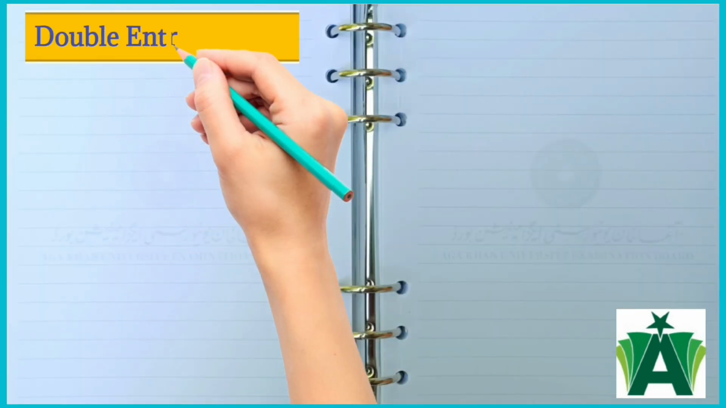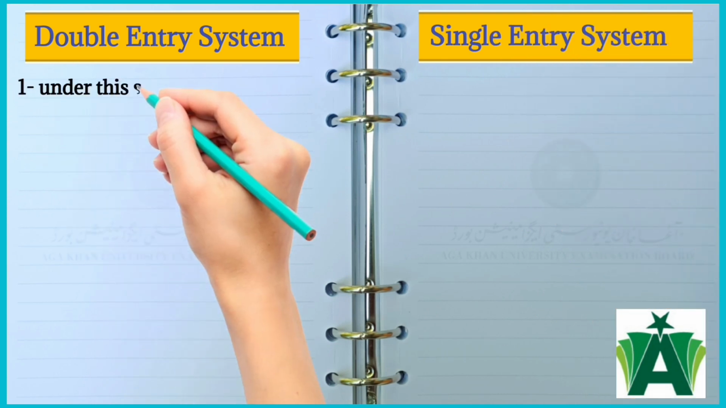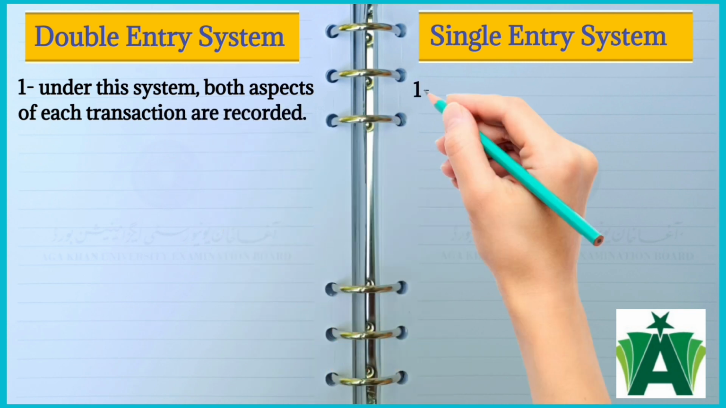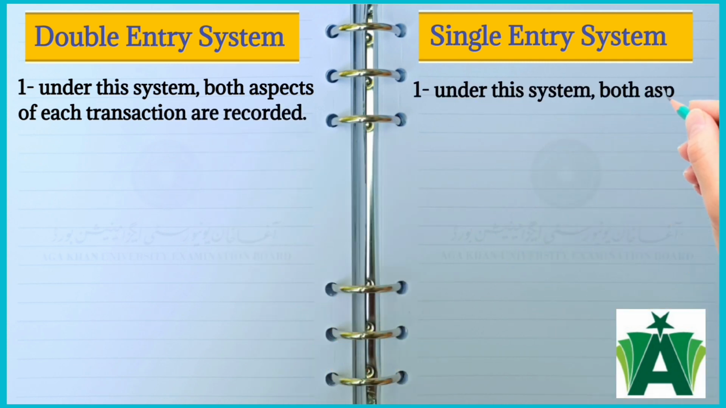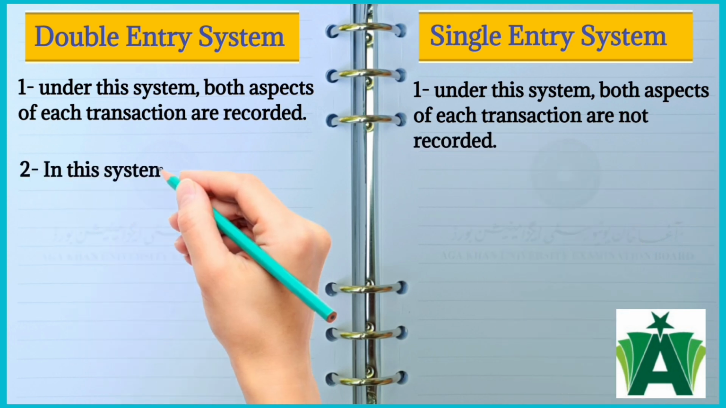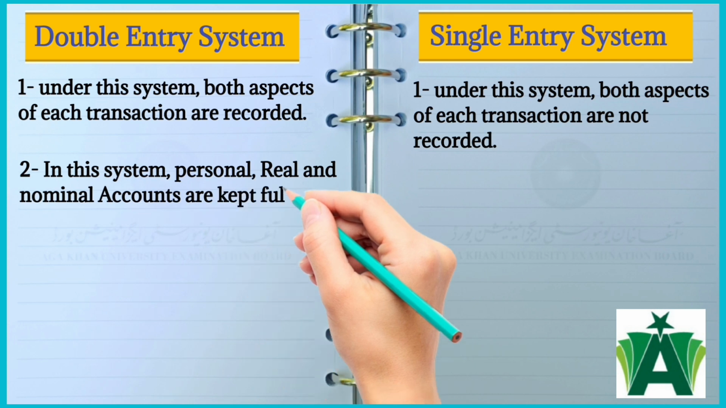Difference between a double entry system and a single entry system. Double entry: 1. Under this system, both aspects of each transaction are recorded. Single entry: 1. Under this system, both aspects of each transaction are not recorded. Double entry: 2. In this system, personal, real and nominal accounts are kept fully.